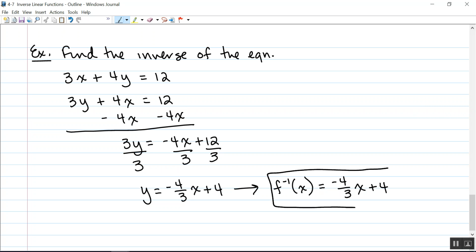So in this lesson, we learned what an inverse of a function is. Basically, or even an inverse of a relation. Basically switching the x and y coordinates. And if it's a function, you can write it in function notation using this inverse notation.